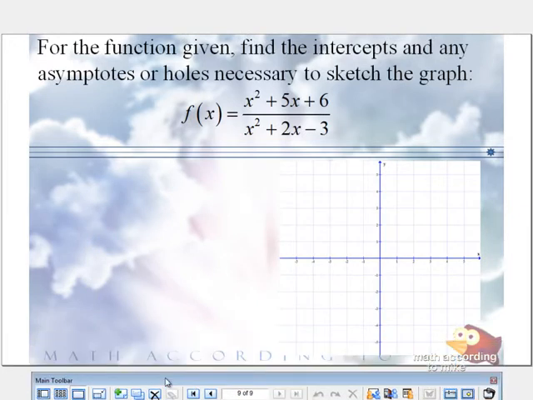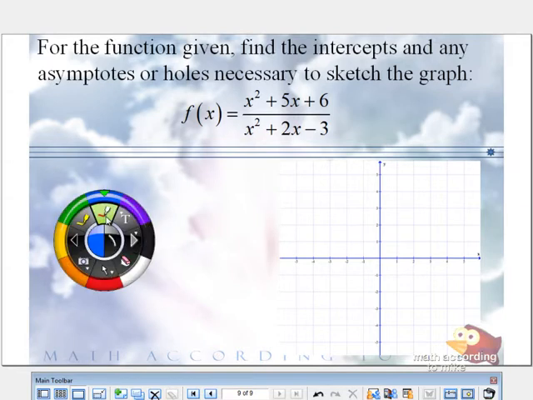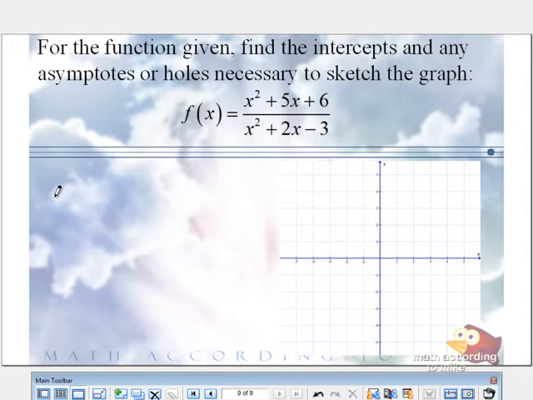Oh, that's true. For the function given, find the intercepts and any asymptotes or holes necessary to sketch the graph. So this is the whole shebang. So this one question summarizes the entire section. Now hold on to your excitement. Let's talk about the domain first. I should have that in the directions. I apologize. Domain.